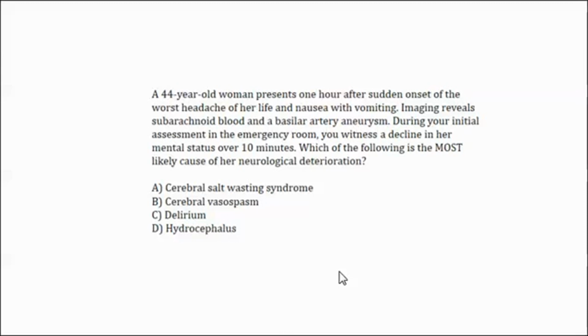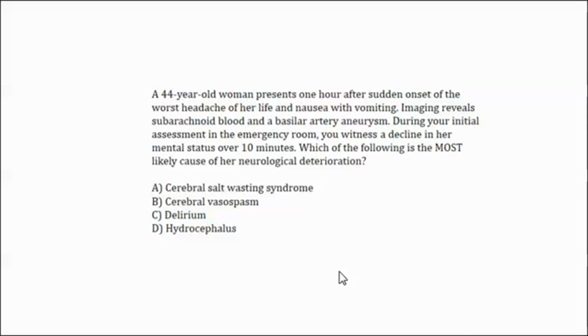You know subarachnoid hemorrhage, or you will know, is linked to cerebral salt wasting. But there's no reason to think that's going to cause a change in 10 minutes right in front of you. Cerebral vasospasm can do that, absolutely true. But we're talking about a fresh bleed. That's more of a 4 days to 2 weeks kind of thing.